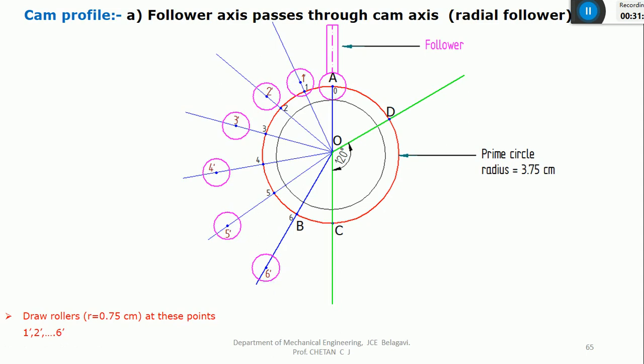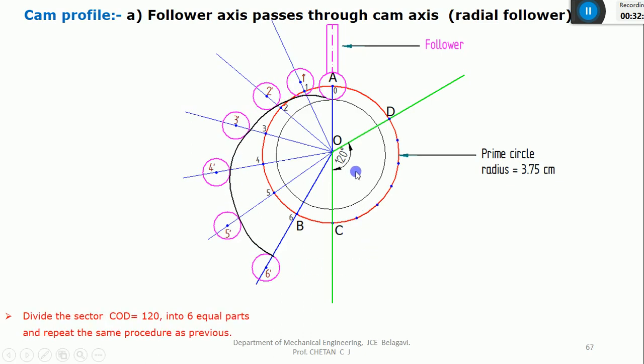And starting from this point, the point between the roller and the base circle, I'll draw the tangent to all these roller circles, which is highlighted with a black color. And in a similar manner, I'll follow the same step. I'll divide this return stroke into 6 equal parts, that is 20 degrees each, with respect to the circumference of this prime circle only, not the base circle.